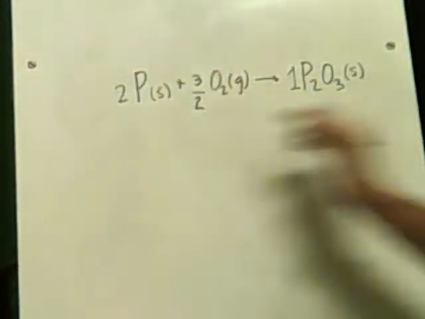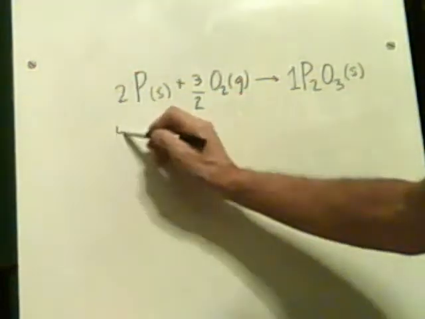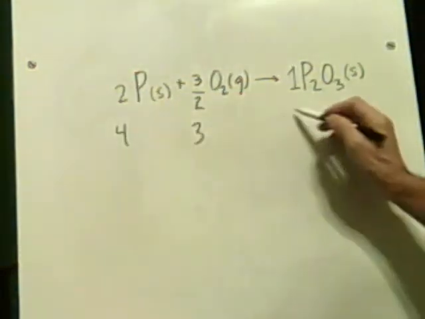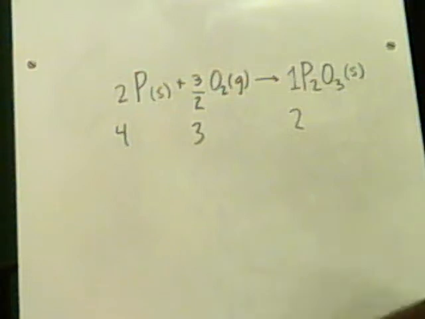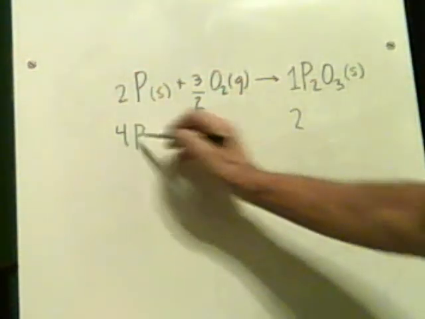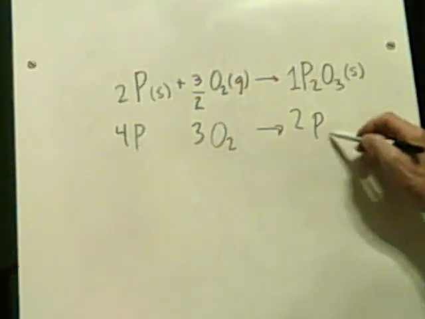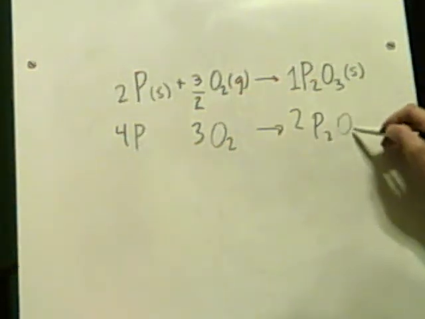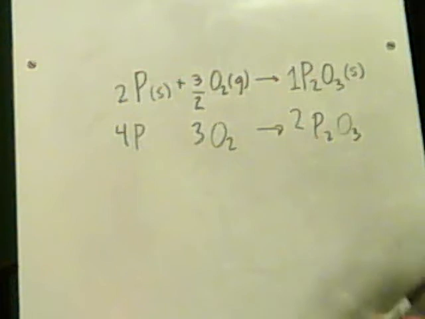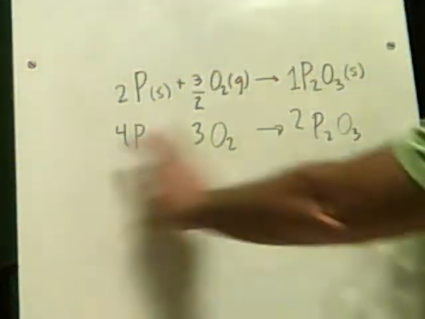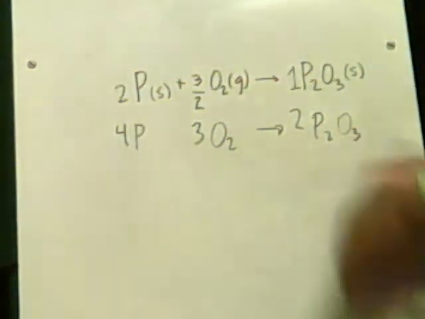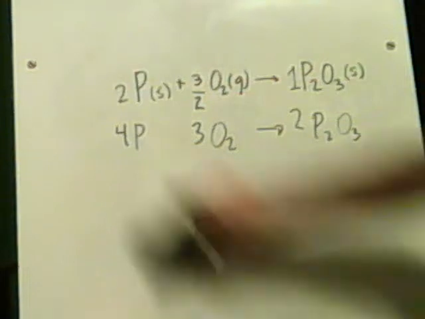So we're going to multiply through by 2. That's going to give us 4, 3, and 2. So that's the final. 4 phosphorus plus 3 oxygen equals 2 phosphorus oxide. Okay? And now we'll do a double check. 4 phosphorus on each side, 6 oxygen on each side, so it's balanced. Okay? Here we'll just get better at them as we do more.